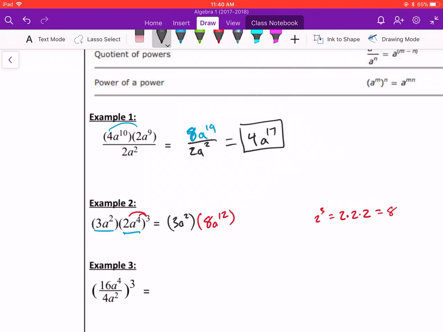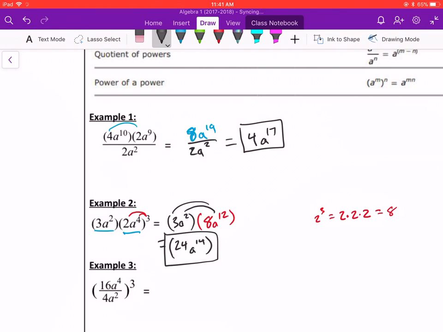Now we go ahead and multiply those. Multiply your numbers: 3 times 8 is 24. And when I multiply the a squared and the a to the 12th, you add the exponents, so a to the 14th. And that's your answer.